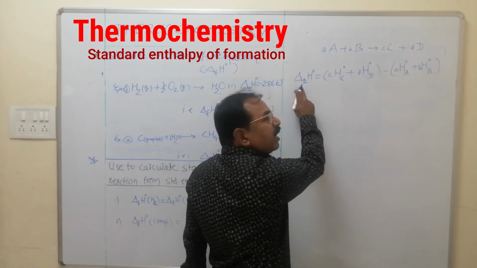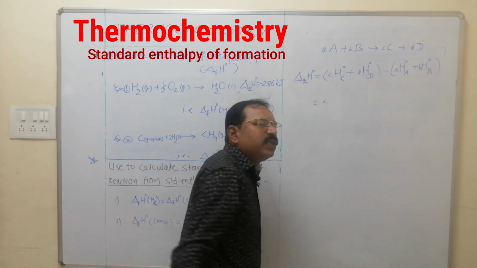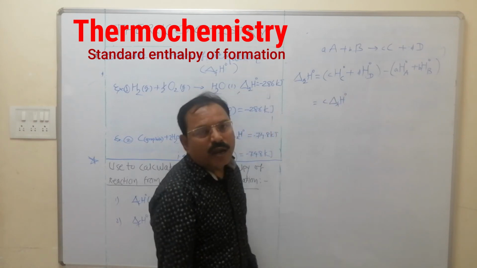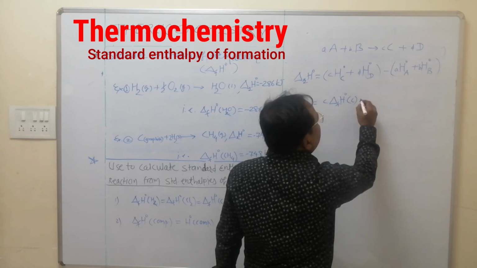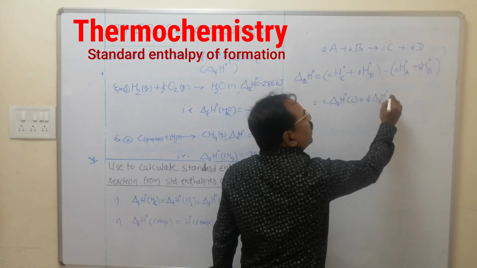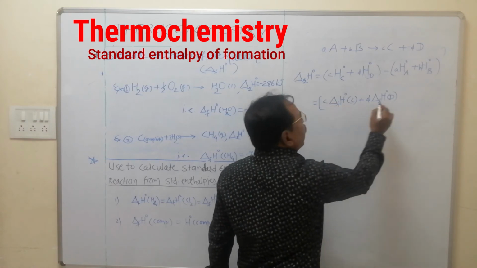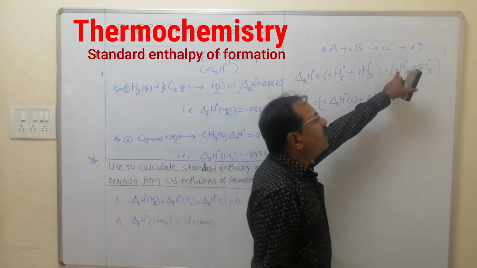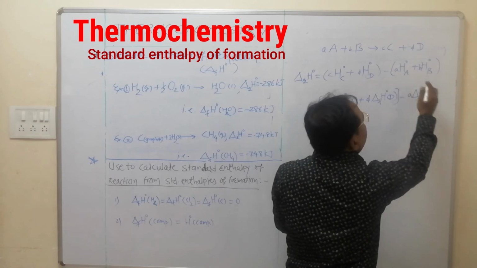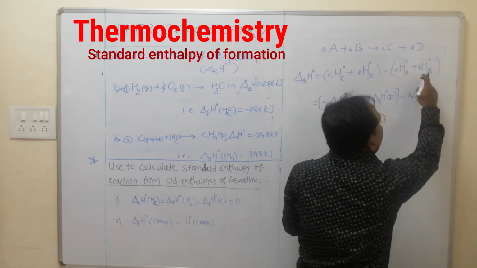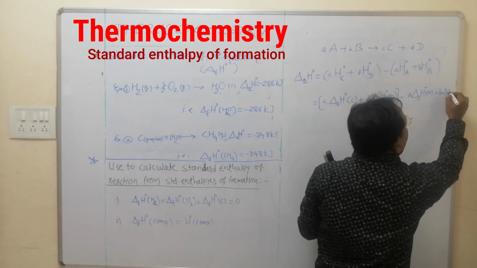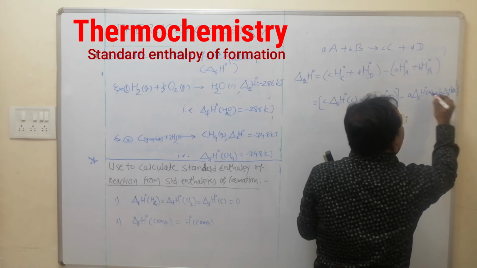The standard enthalpy of reaction is equal to this right here C coefficient into the standard enthalpy of formation of this C product plus write this coefficient D into standard enthalpy of formation of this D product in one bracket, minus write this coefficient A into standard enthalpy of formation of this A reactant plus write this B coefficient B into standard enthalpy of formation of this B reactant in another bracket.